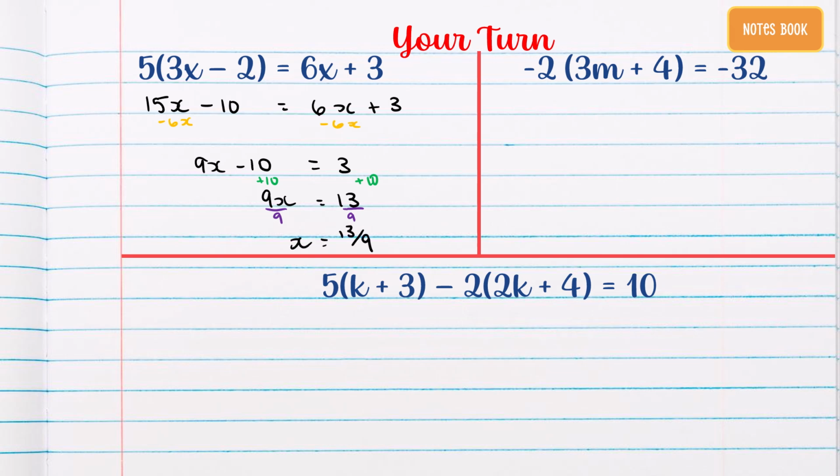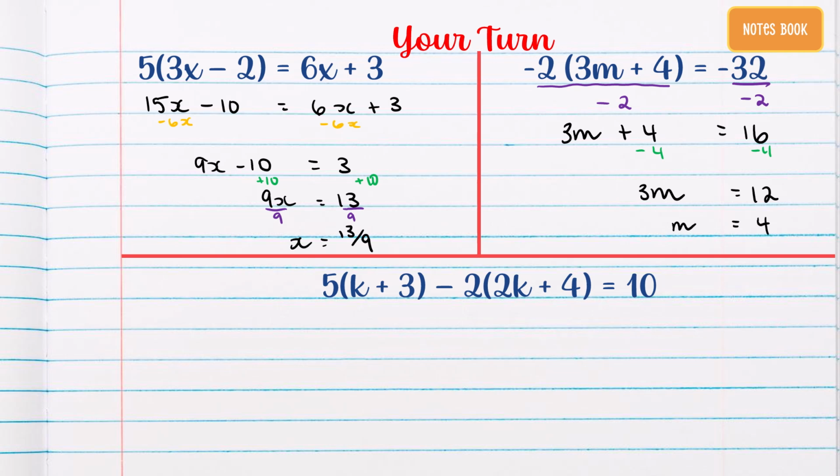Okay. This second one here, you could have expanded it and you're still going to end up with the same answer that I do. But I'm going to start by dividing by negative 2 on both sides. That's going to leave me with 3m plus 4 being equal to 16. And then we're going to follow our usual steps of subtracting 4, which leaves me with 3m equal to 12, and then dividing by 3, giving me m equal to 4.